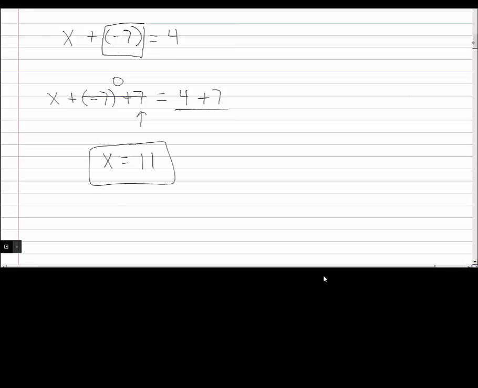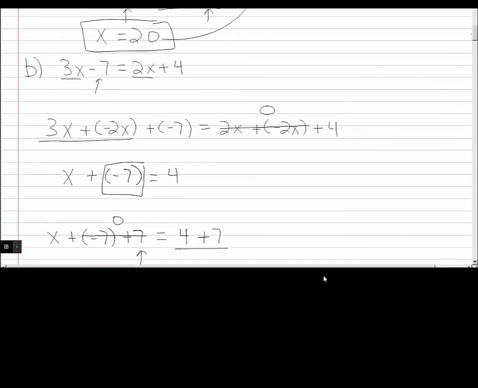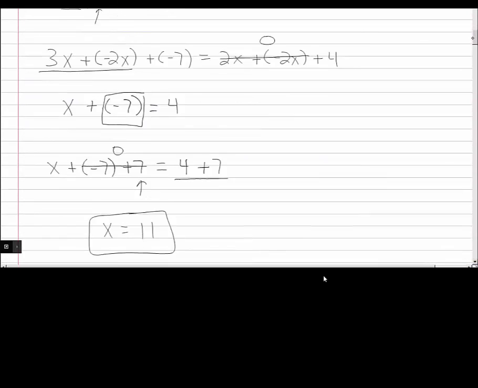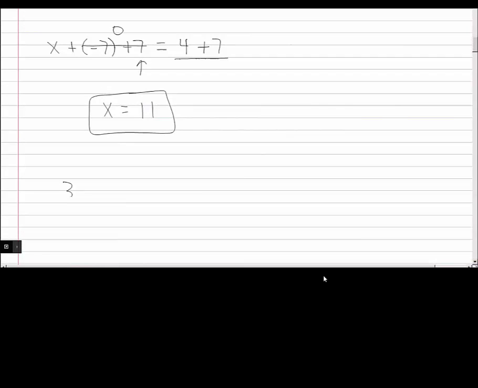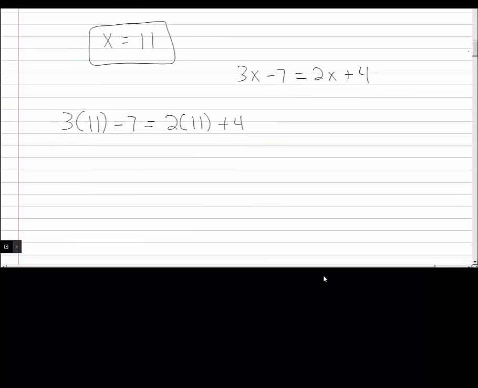But I'm not done because I always want to check to make sure that I got the right answer. So that means I'm going to plug in an 11 here and here, and we're going to make sure that the left and the right side are equal. So this is 3 times 11, and then minus 7, and that should be equal to 2 times 11, and then plus 4. And just so I don't have to keep scrolling back up and down, I'm just going to rewrite the original equation right here. It was 3x minus 7 equals 2x plus 4. And we just plugged in an 11 here, and then we plugged in an 11 here.